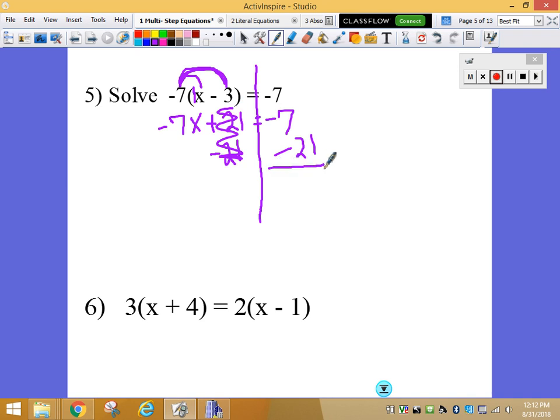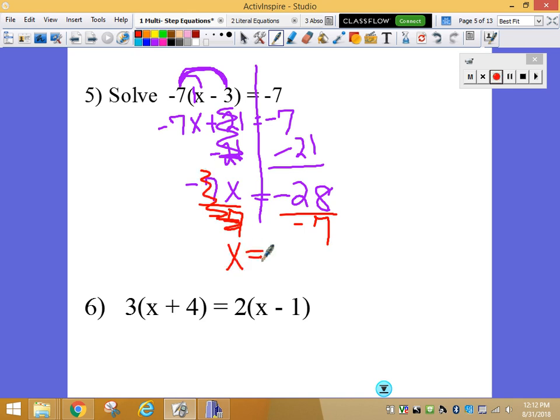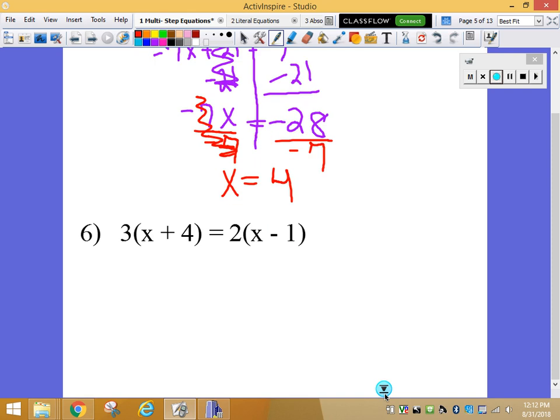Negative 7 minus 21 is negative 28. I'm going to bring down negative 7x over here. And your last step is to divide. So I'm going to divide by negative 7 here. Divide by negative 7 here. And negative 28 divided by negative 7 is positive 4. So that is number 5. Let's do number 6.